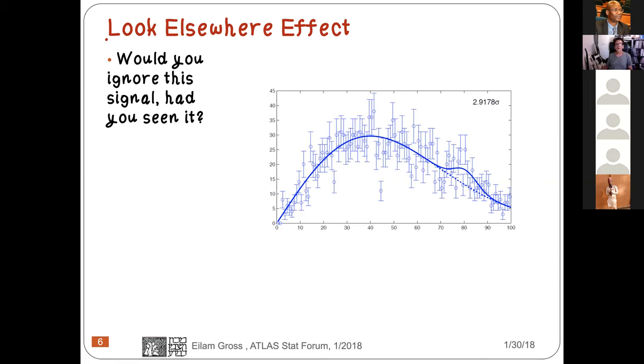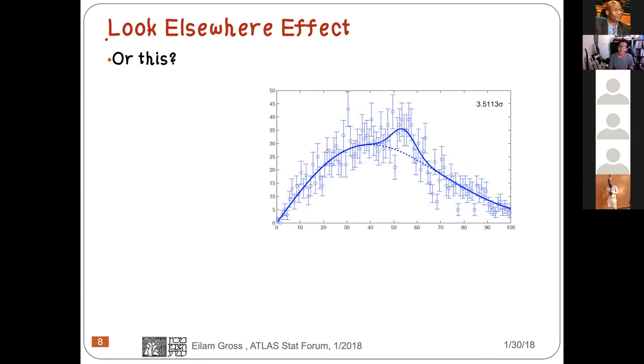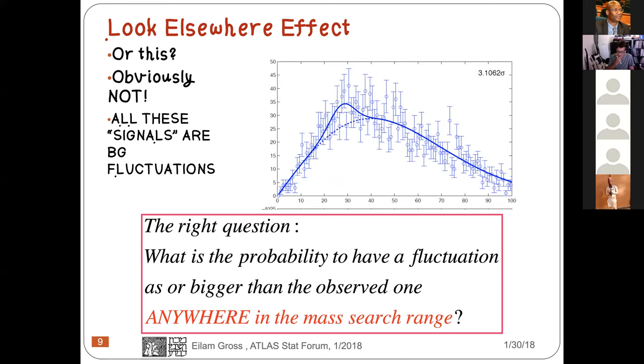So what is the look-elsewhere effect? Here we see a fluctuation of 2.9 sigma. Is there a signal here? Here you see a fluctuation of 2.6 sigma. You see a fluctuation of 3.5 sigma. You can guess that none of them is a signal. These are simply tosses that I do of background-only experiments, and each one has something like a would-be signal, and none is a signal. Of course, it's random fluctuation, but I pick the big ones. All these signals are background fluctuations.